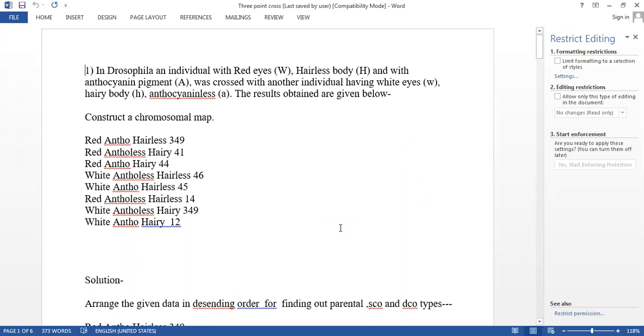So this is the first problem. I'll be taking 6 to 7 problems. The first problem I'll explain here, and 6 to 7 problems I'll give for revision later on. The problem is a 3-point cross problem. This is compulsory in your practical exam. Either you will get a problem on mutation, or you'll be given a problem and you have to construct a chromosomal map. This is the problem given, and what is asked? Construct a chromosomal map.